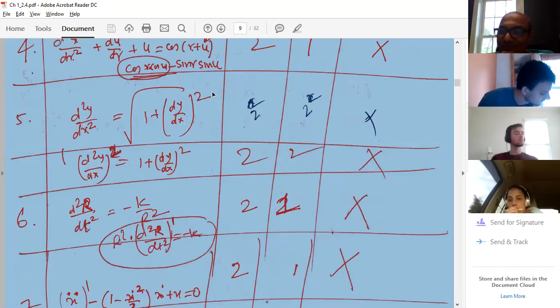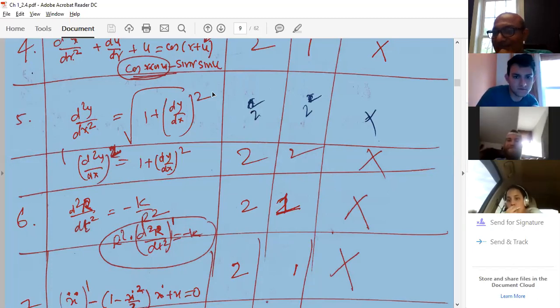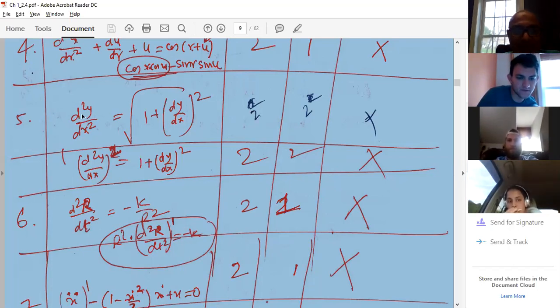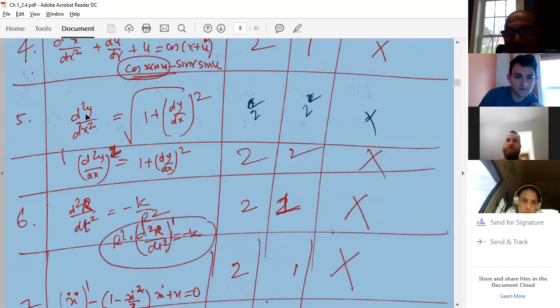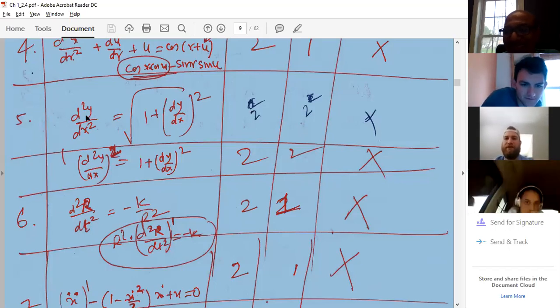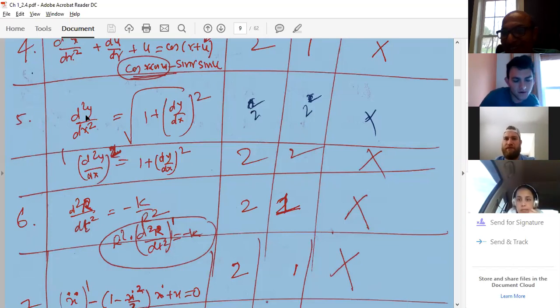Somebody wants to help her? 2. Yeah. Would your order be 2 because the highest derivative is on the left side of the equation? Order is 2, agree. Then degree would be 1, or would degree be 2 because of the right side? No, it's 1. Wouldn't you move the square root over to the left? Correct. Tyson, you are wrong.